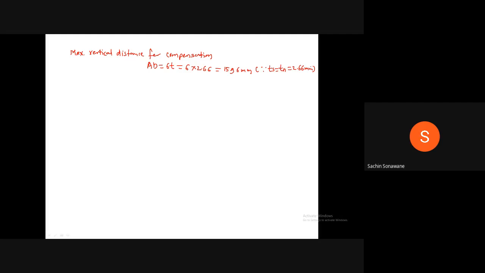Therefore, area of compensation is equal to D into TS, which is equal to 150 into 2.66 is equal to 400 mm square.